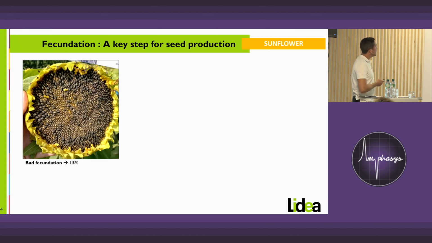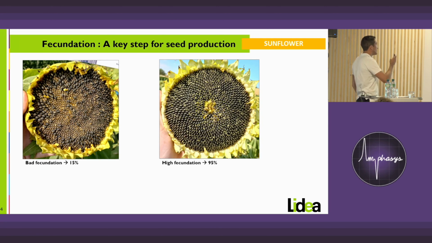For a seed company, the fecundation, or the pollination, is the most important thing for seed production. Here you have two different pictures: the first one with bad fecundation, around 15%, and the second one with good fecundation, around 95%.